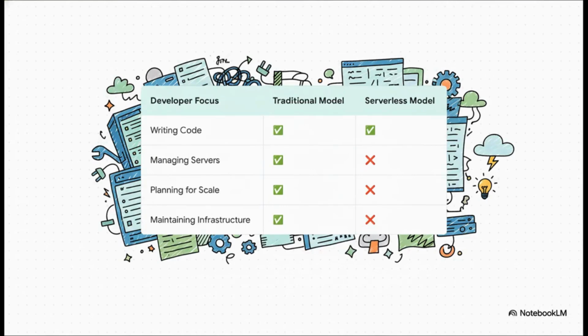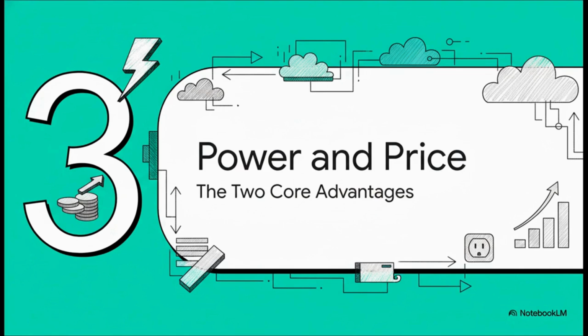Look at the left side. The traditional model is just cluttered with all these operational jobs. But now look at the right. In the serverless world, what's left for the developer? Just writing code. They get to focus on what actually matters, creating cool features, not just keeping the lights on. This shift in focus unlocks some absolutely incredible benefits. And they really boil down to two main things, which brings us to our next section, power and price, the two core advantages of going serverless.